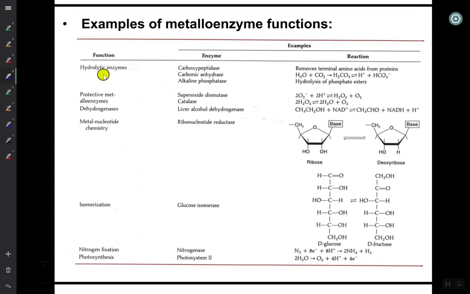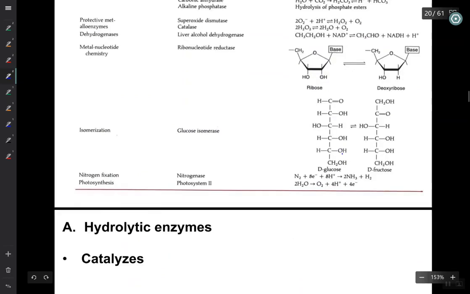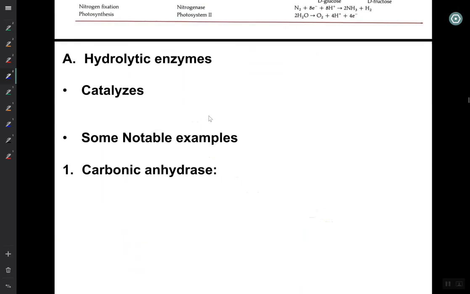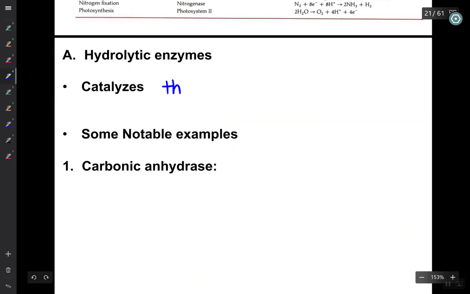Some do hydrolysis chemistry, some are involved in nucleotide transformations, isomerization, photosynthesis, nitrogen fixation. These are some specific examples, and some of the reactions that they catalyze. So we're going to go through a few different examples, to give you an idea of the flavor of enzymes that are possible. So in the hydrolytic enzyme category, these enzymes catalyze the addition or removal of water.